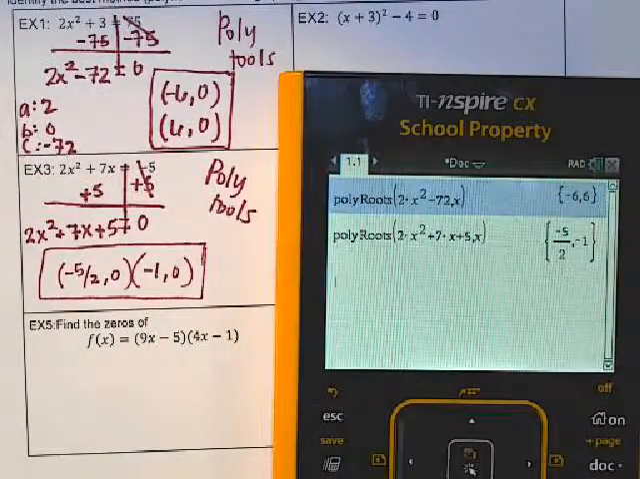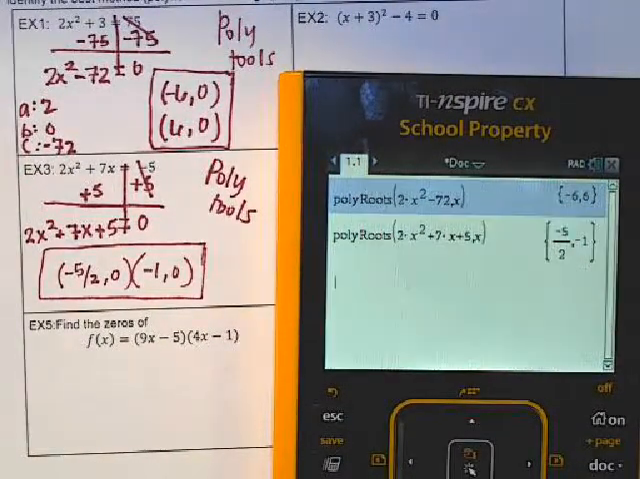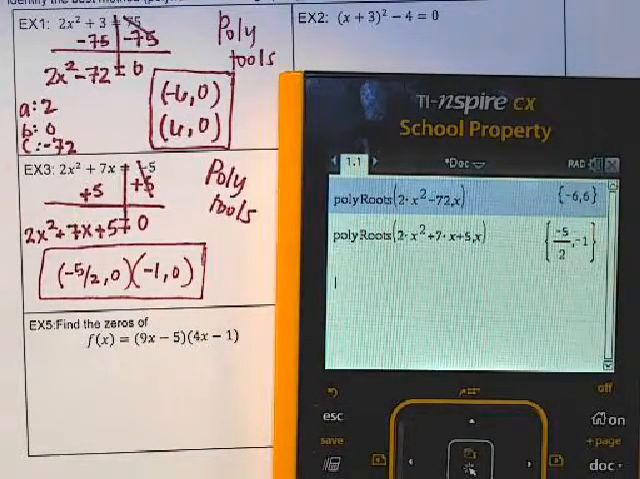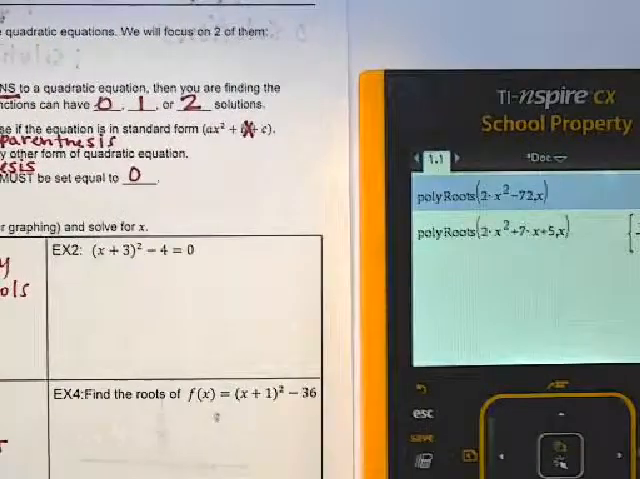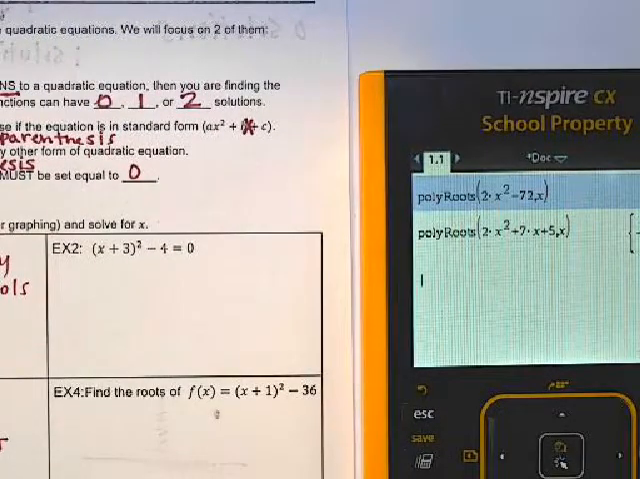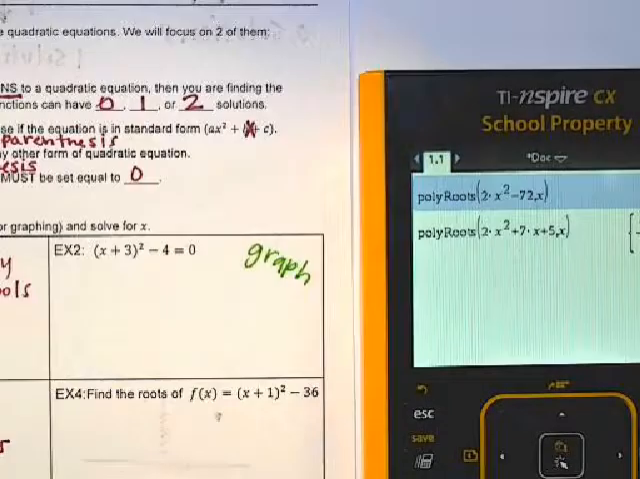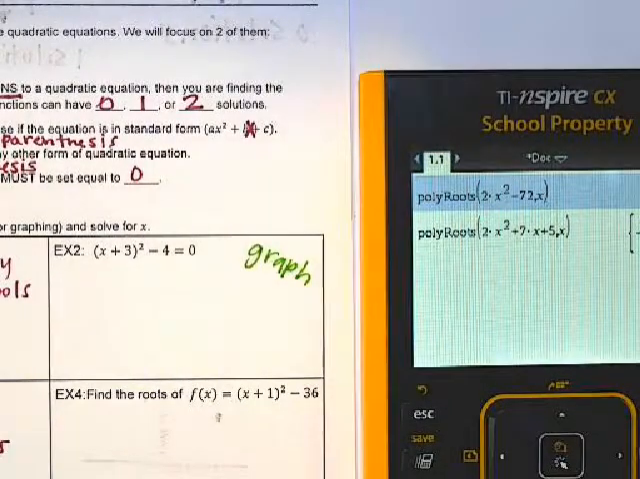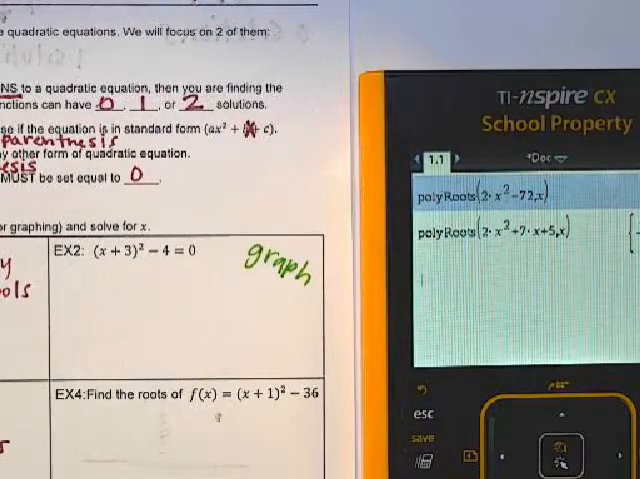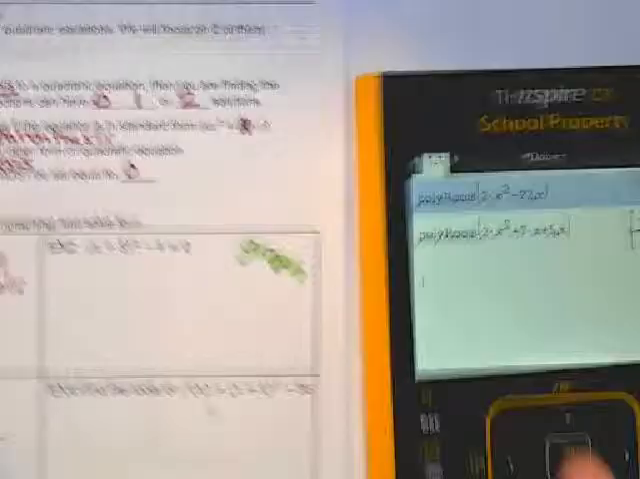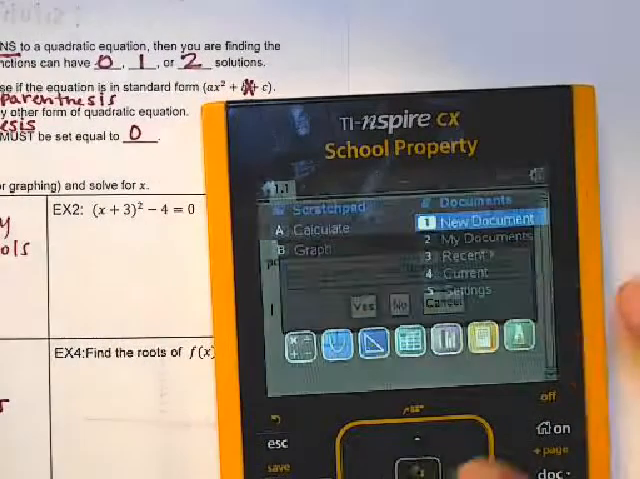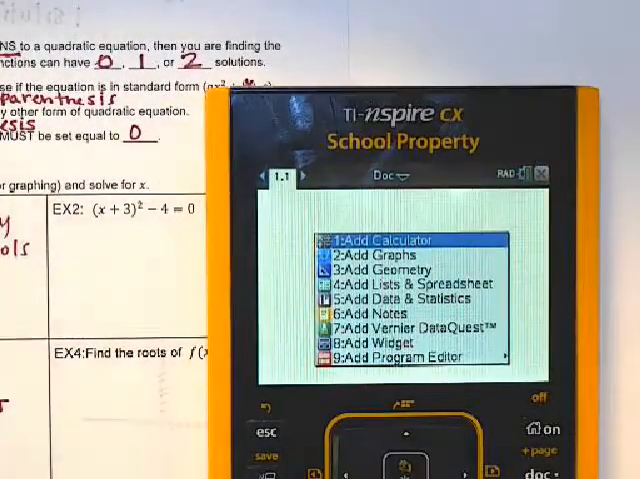Questions? How do we feel? Feeling good? Okay. Number 2. Go back up to the top. Does this have parentheses? Yes. So how do I have to do this? Graph. So everybody write graph. Do I need to solve for 0? No. I'm going to show you something new in the graph, so it's important that you graph with me. All right, go to a graph.